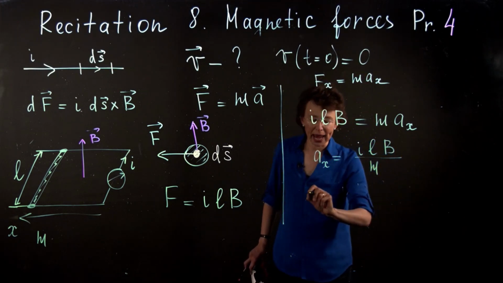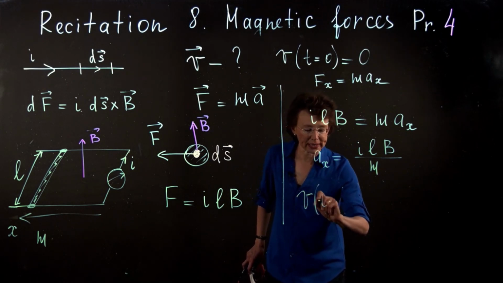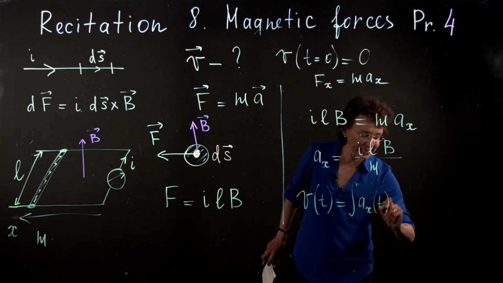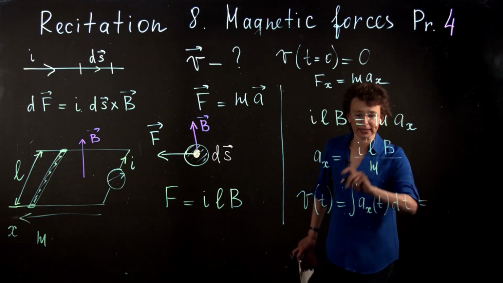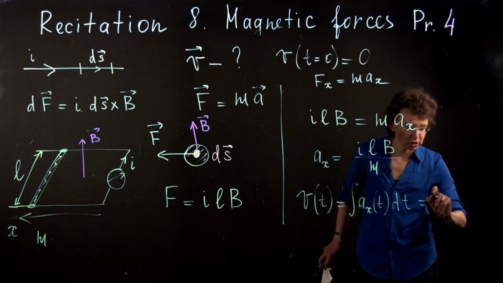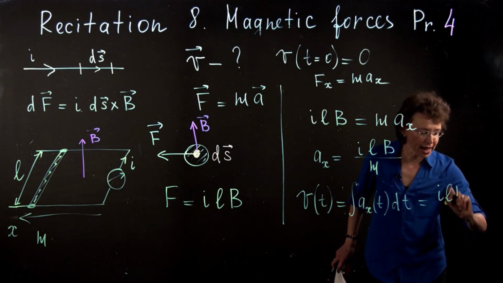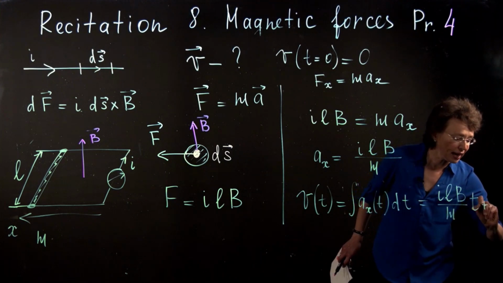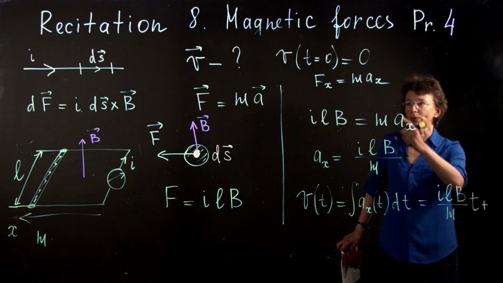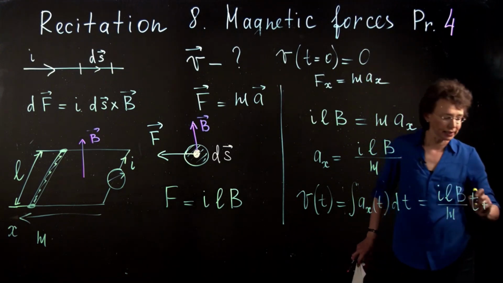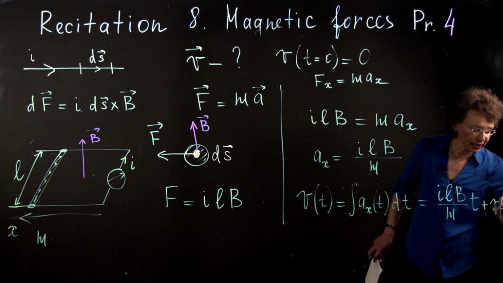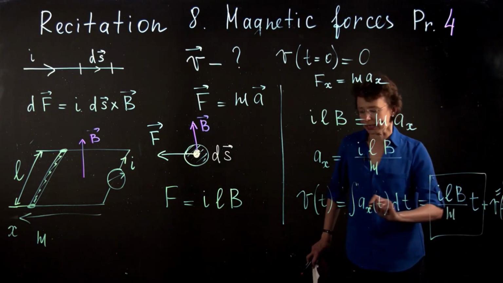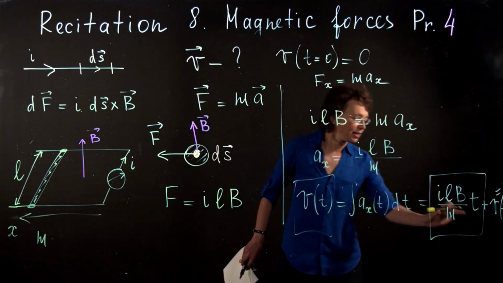And all I need to do now is find the velocity, which is the integral of ax of t dt. But look at this, acceleration is constant, so integration will give me just ILB divided by m times t, plus a constant, which is the velocity at time moment 0, which is 0. So we found the velocity of this rod as a function of time.